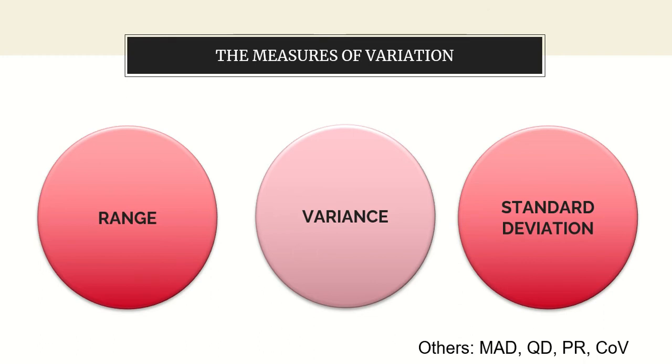There are several types or several measures of variation, but we'll be dealing with the very basic ones or the most commonly used. So first is the range, next is the variance, and the standard deviation. Although in statistics you might encounter other measures of variation such as the mean absolute deviation, the quartile deviation, the percentile range, or the coefficient of variation.